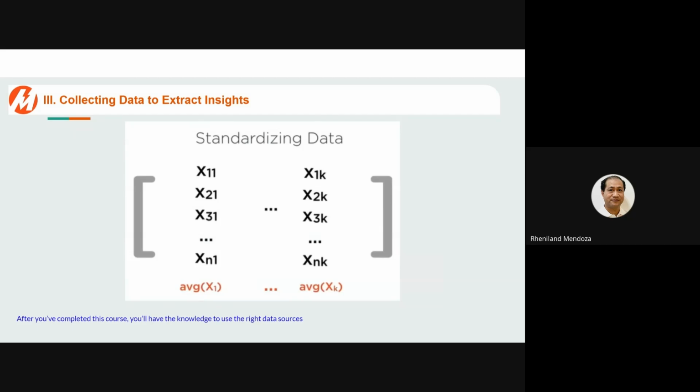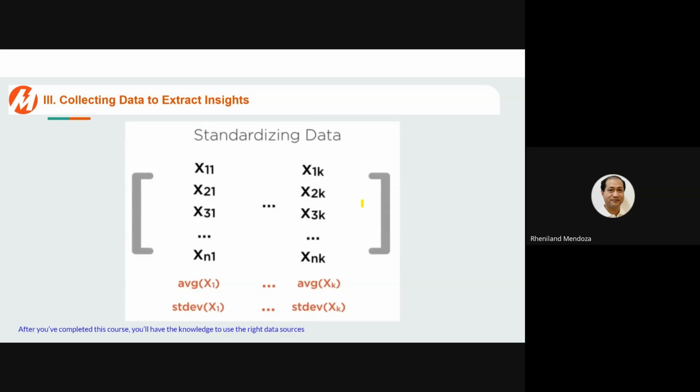So standardization involves first calculating the average of each column of data, and then for each of these columns, you'll calculate the standard deviation of that data. So you have averages x1 to xk and standard deviations x1 through xk as well.